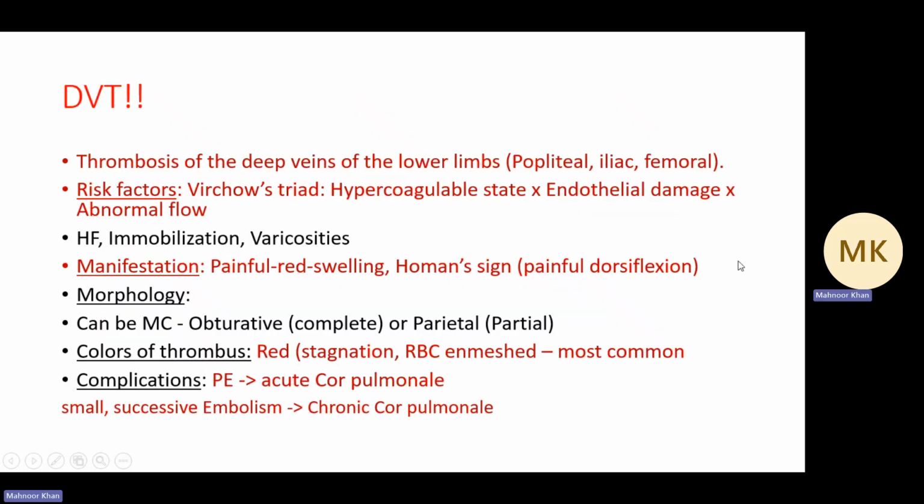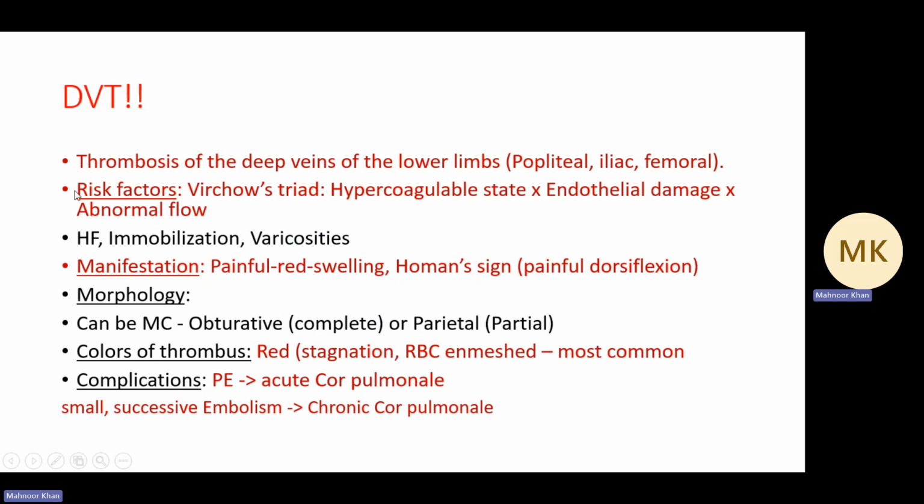Okay. The next venous pathology is deep venous thrombosis. Very common, very important. What is it? Thrombosis of the deep veins of the lower limbs, mainly popliteal, iliac, and femoral. Do not confuse this with superficial varices of the lower limb, which we had a while ago. This is a completely different etiology, pathology.